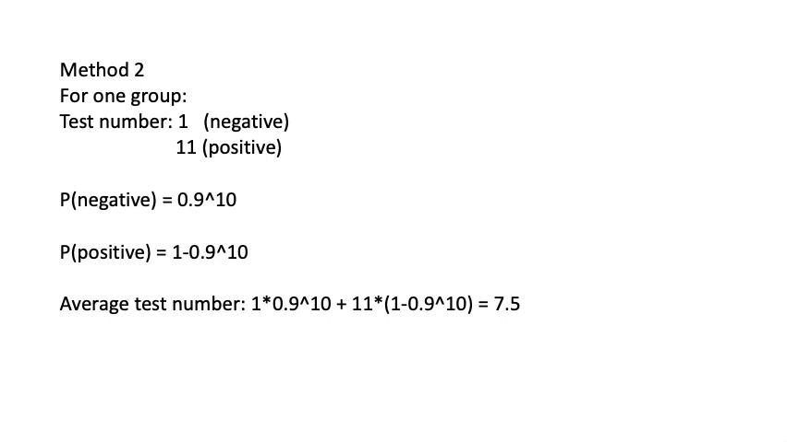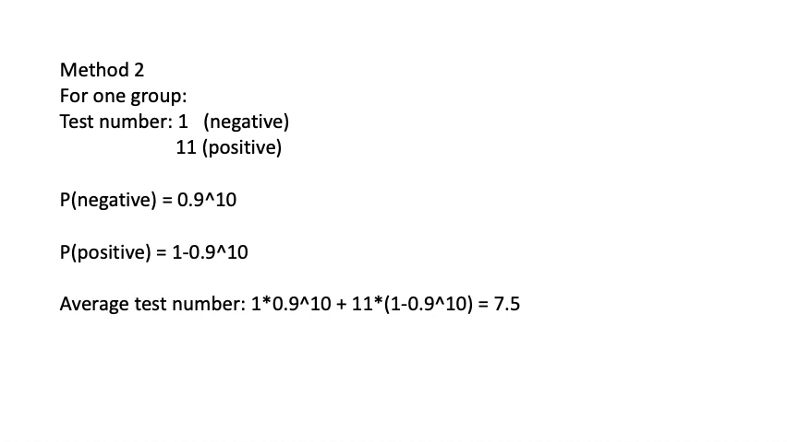Now let's calculate the probability. First, for the probability that the group test result is negative, the probability should be 0.9 to the 10th because it requires all 10 people in this group have the negative result. And for the probability that the group test result is positive, it should be 1 minus 0.9 to the 10th because the negative and the positive results should be summed to 1. No other situations happened for this group.